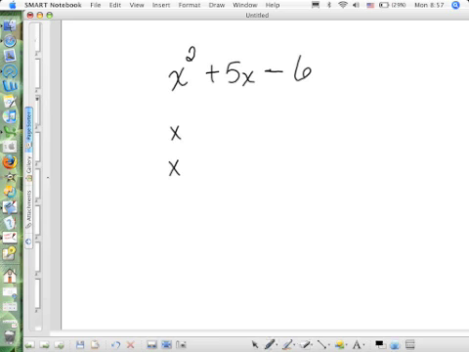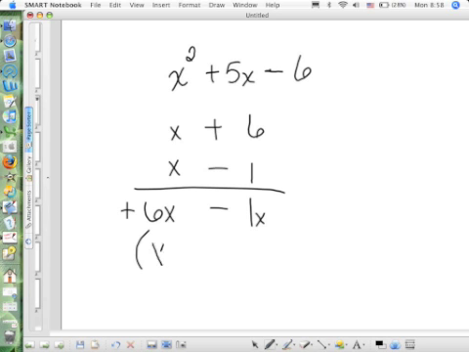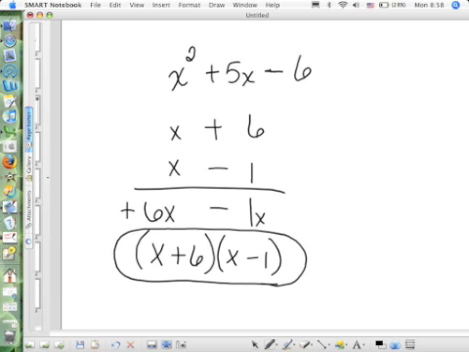6 and 1. So I've got 6x, 1x, and if the 6 is plus and the 1 is minus, that gives me my middle term of positive 5x. So where do I put the plus sign? At the top. Minus sign at the bottom. This factored down to x plus 6 times x minus 1. Okay?